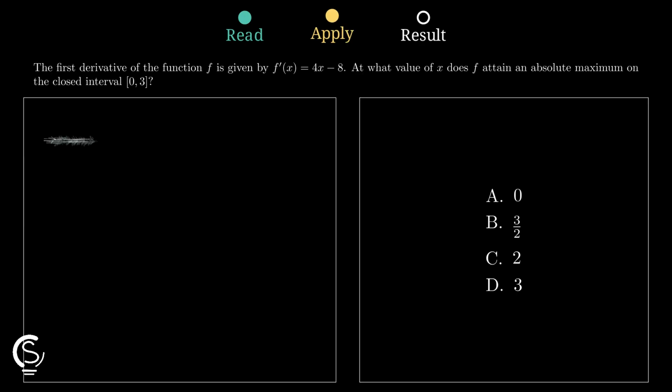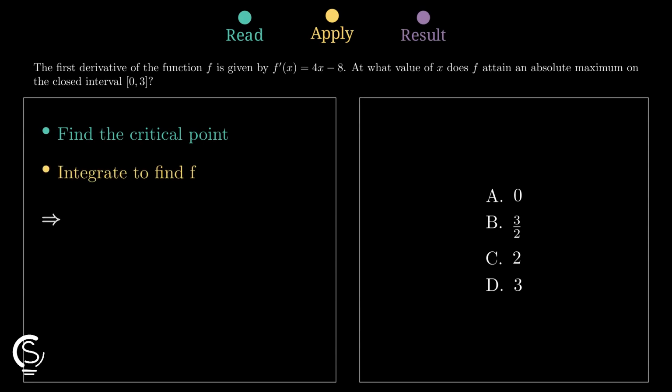Next, we evaluate the original function at the endpoints 0 and 3 and also at our critical point 2. We need to see which of these three values is actually the largest. Comparing results, the function peaks at the beginning. Thus, x equals 0 is the absolute maximum, so pick option A.